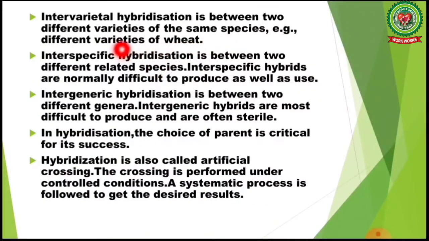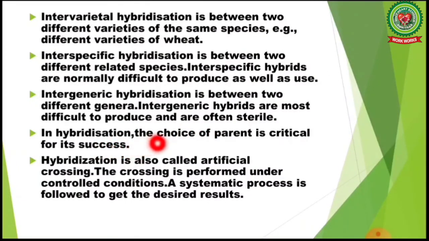Intervarietal hybridization is between two different varieties of the same species. Example, different varieties of wheat. Interspecific hybridization is between two different related species. Interspecific hybrids are normally difficult to produce as well as use. Intergeneric hybridization is between two different genera. Intergeneric hybrids are most difficult to produce and are often sterile. When we use the word sterile, it means they are unable to reproduce.